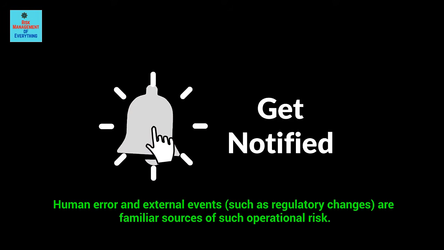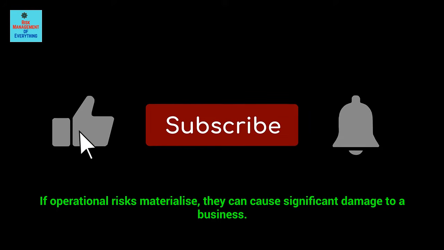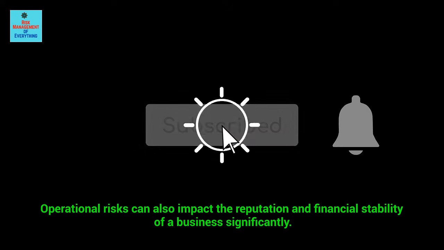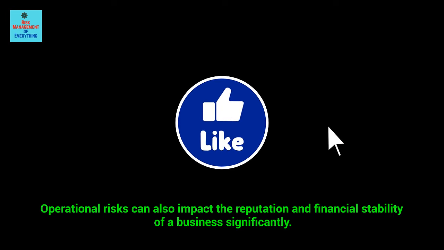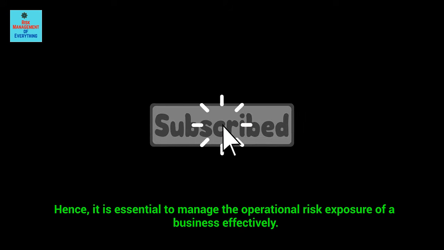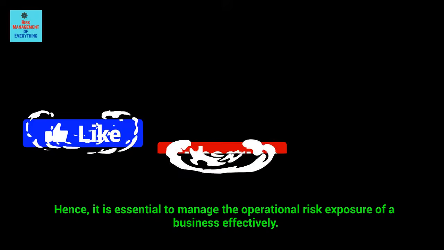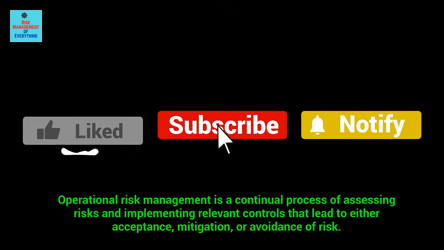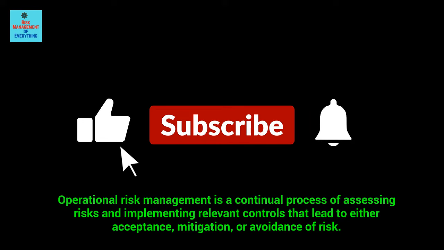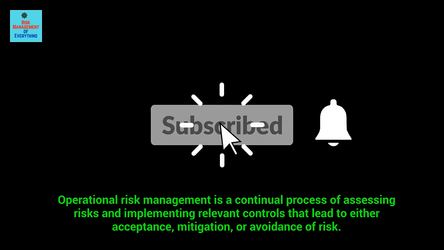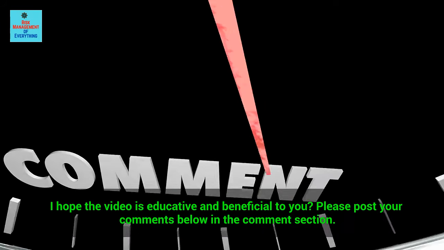If operational risks materialize, they can cause significant damage to a business. Operational risks can also impact the reputation and financial stability of a business significantly. Hence, it is essential to manage the operational risk exposure of a business effectively. Operational risk management is a continual process of assessing risks and implementing relevant controls that lead to either acceptance, mitigation, or avoidance of risk.